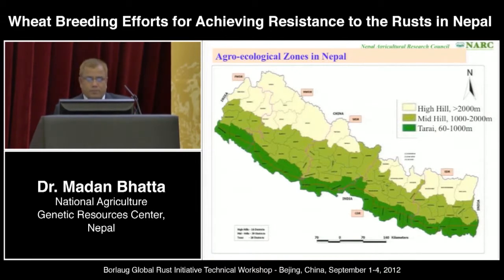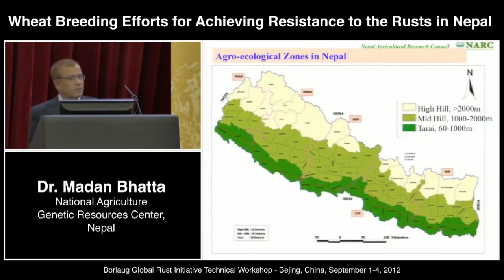This is a map of Nepal showing 3 distinct agroecological zones where wheat is being grown. The upper light yellow part represents the high hills, and the middle area covered with light green is the mid hills. Mid hills and high hills together contribute around 35 to 40% of total wheat area and 37% of total wheat production.